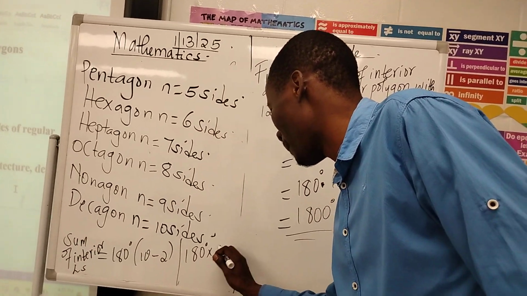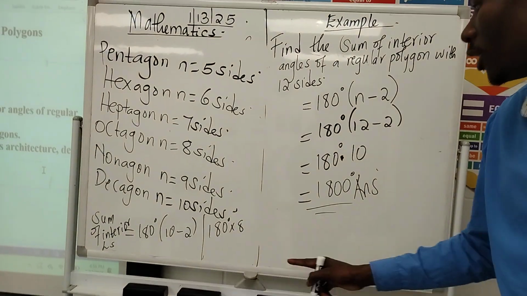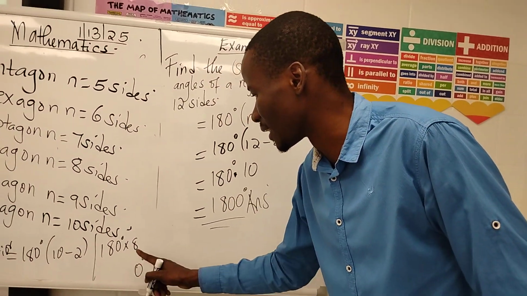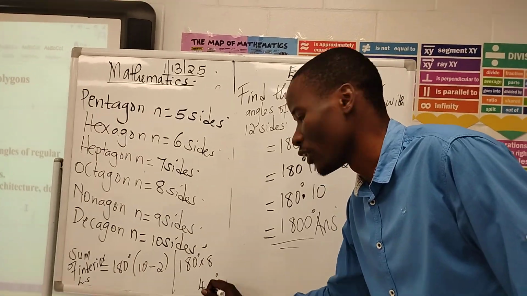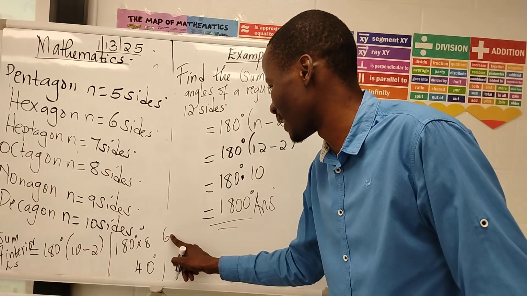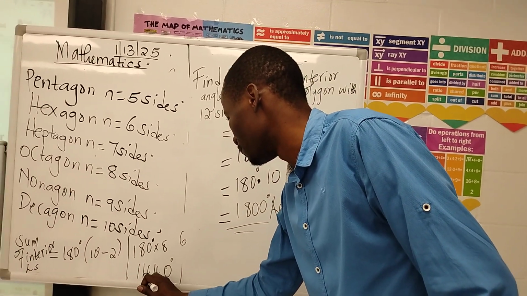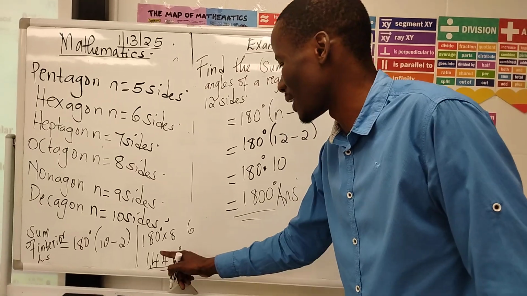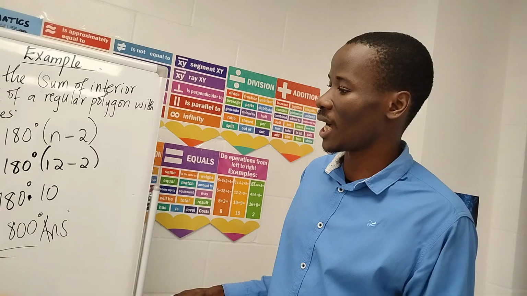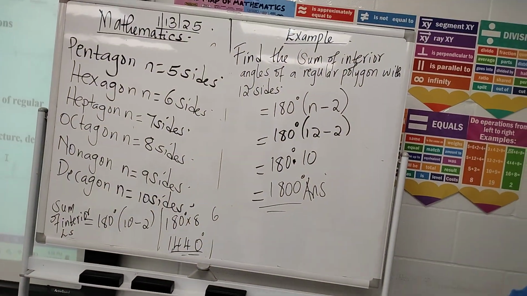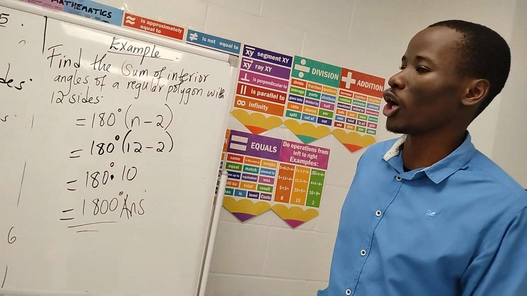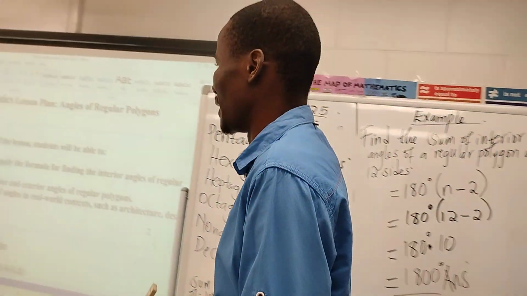180 degrees multiplied by 8. 10 take away 2 is 8. We multiply 8 times 0, 0. Remember it is in degrees. 8 times 8, 64. You write 4, you carry 6. Then 8 times 1 is 8. 8 plus 6 is what? Is 14. That becomes the answer. 1440 degrees. That is if you are finding the sum of interior angles of a what? A decagon.